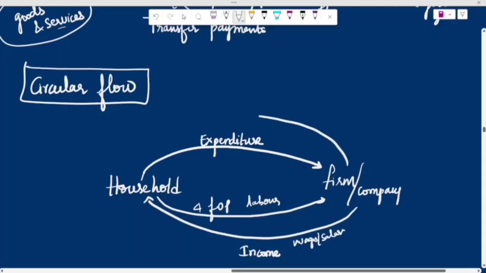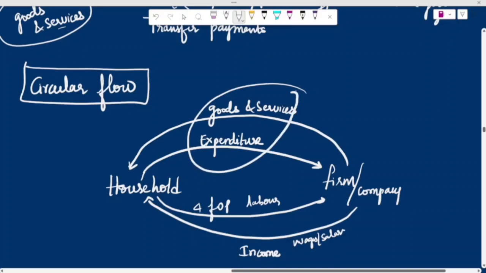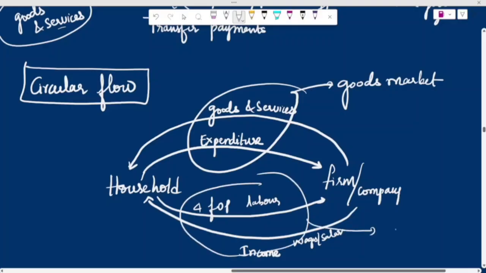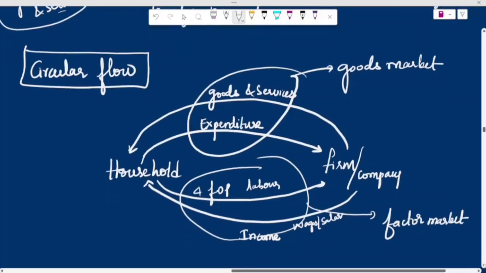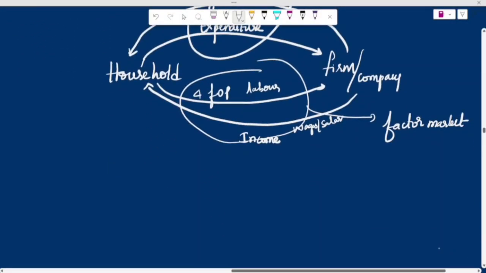So this is called goods market, and this is called factor market. Fine, here you are doing labor or land or capital. You are providing four factors of production to the company, and they are providing you wages or income or salary. And in the above, you are giving what you are providing them.